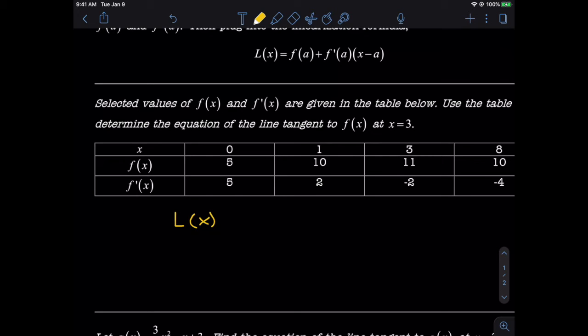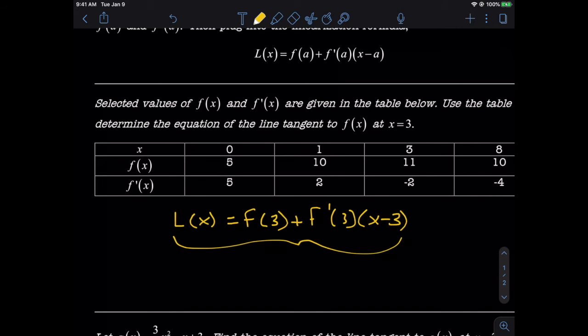It's good practice here. L of x is going to be equal to, in this case, f of 3 plus f prime of 3 times x minus 3. So where are we going to get those values? Well, f of 3 asks us to find the y value when x is equal to 3. So I'll just look in my table here. I look at where x is equal to 3 and my y value is 11. So f of 3 is 11.